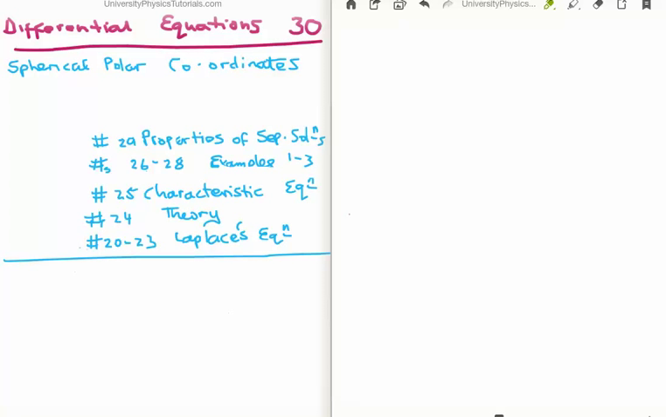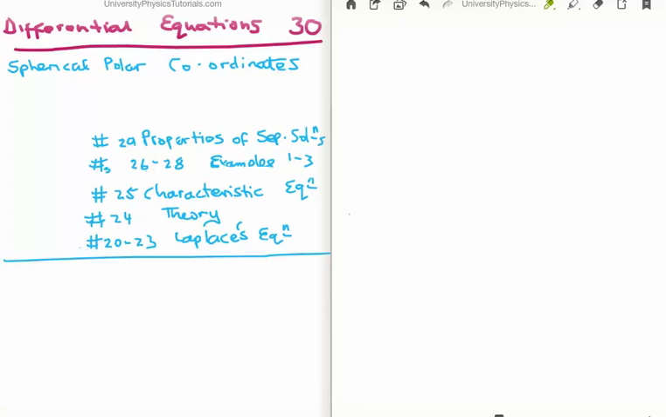Okay, in this video I'm going to continue on with my tutorials on differential equations. This is video number 30 and I'm going to discuss spherical polar coordinates. In general, where I'm going next is I'm going to be discussing the Laplace equation in spherical coordinates, and I'll be moving up to discussing the Schrodinger equation in spherical coordinates. The reason I'll be doing that is I'd like to solve the wave function of the hydrogen atom.